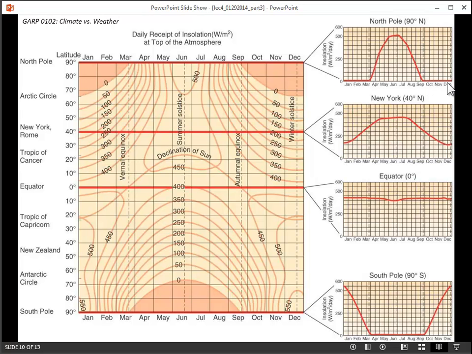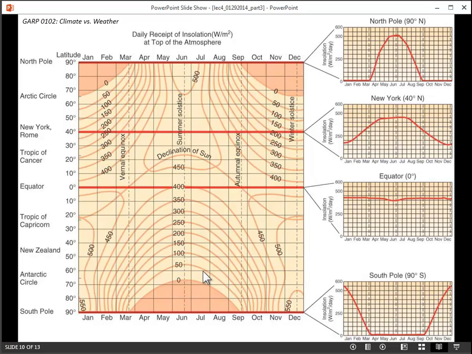So for 6 months out of the year, the North Pole is a miserable place because it's dark. There's no sunlight getting to the North Pole. And of course, the inverse occurs at the South Pole, because the seasons are simply reversed or offset by 6 months at the South Pole. So you can look at this graph. So that's the story of this graph.